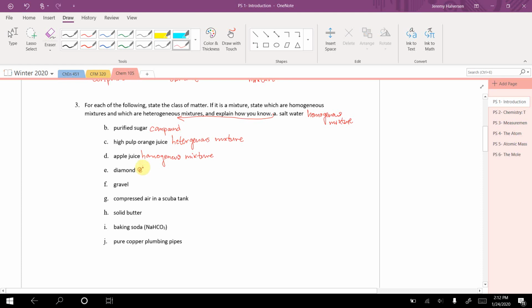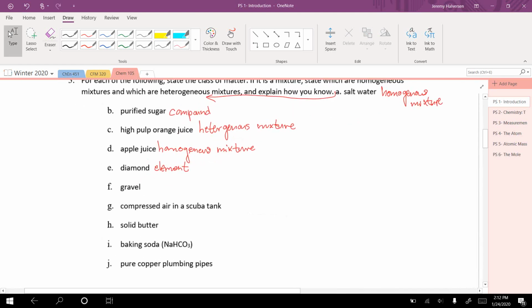Diamond is a pure diamond. It's actually just an element. It's just made out of carbon. Gravel would be a heterogeneous mixture. You can see the different stuff in there.